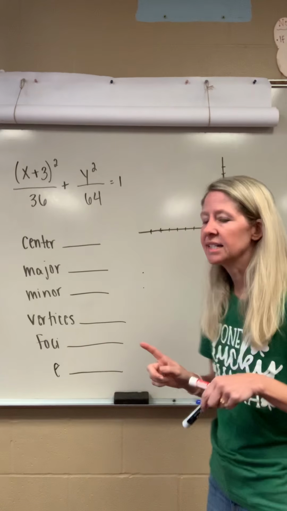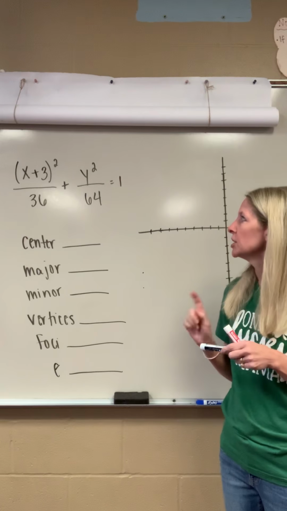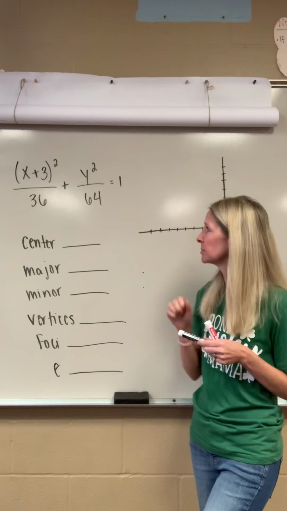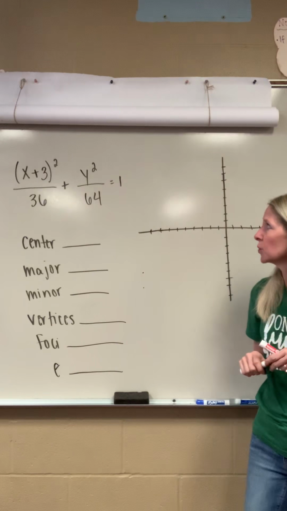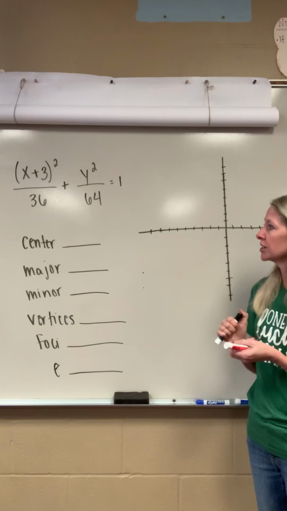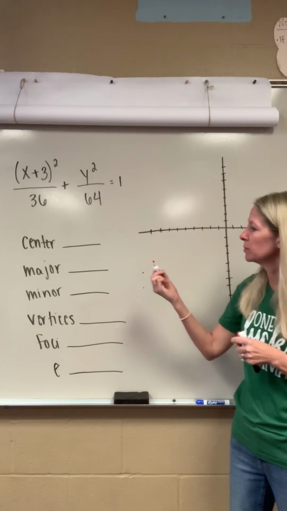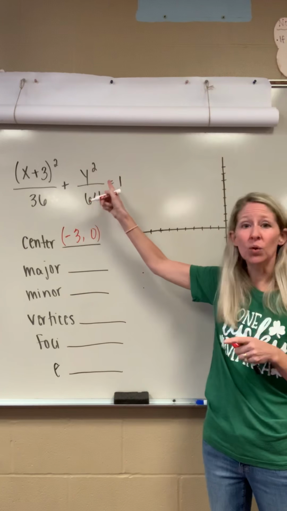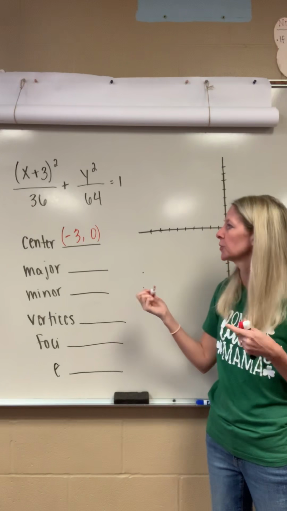Okay, so this is the last example on the worksheet. Notice that we've got (x + 3)² over 36, excuse me, plus y² over 64 equals 1. So when we go to identify our center, it would be (-3, 0), because there is no number with the y, so no number means 0.